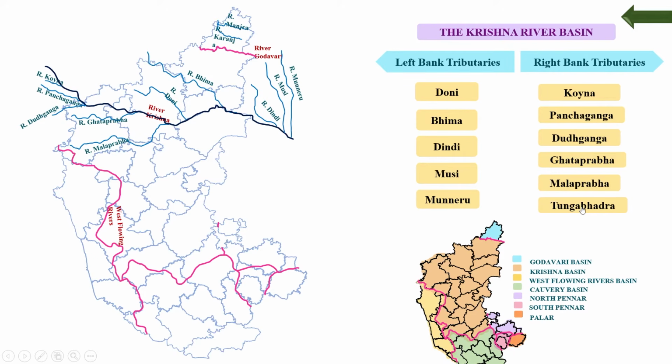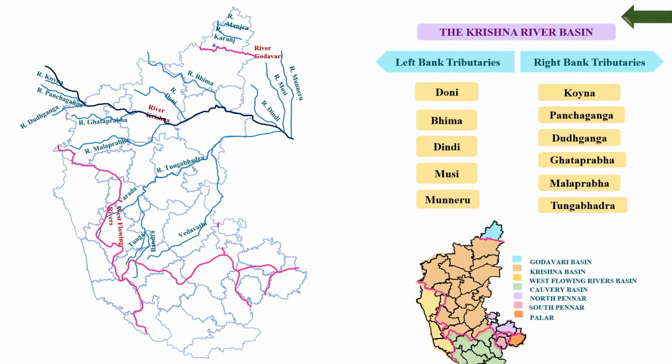Next, we have the most important Tungabhadra. Tunga and Bhadra begin their journey and join each other near the Shimoga district as Tungabhadra and flow northeastwards to join the river Krishna near Kurnool district of Andhra Pradesh. There are 2 important tributaries that join Tungabhadra as well, Varda and Vedavati. Varda is the left bank tributary of Tungabhadra, whereas Vedavati is the right bank tributary of Tungabhadra.